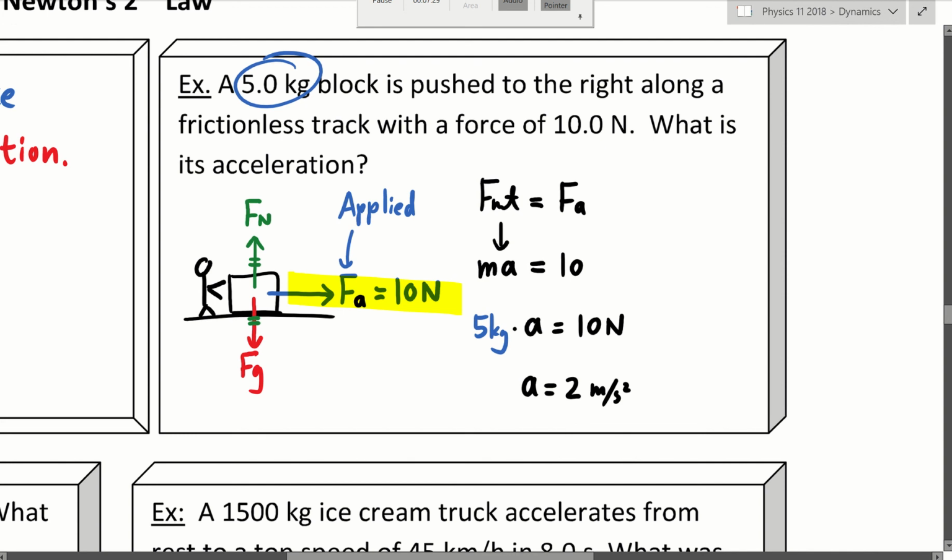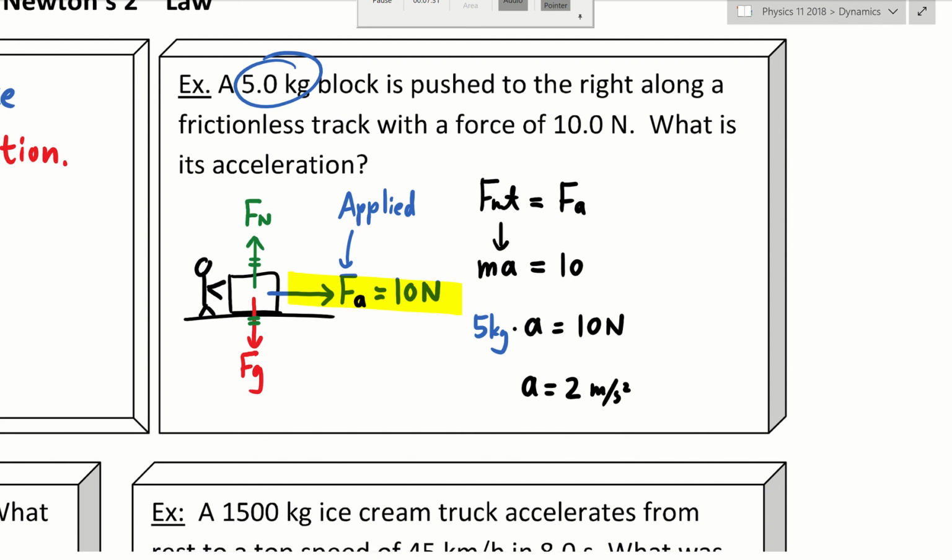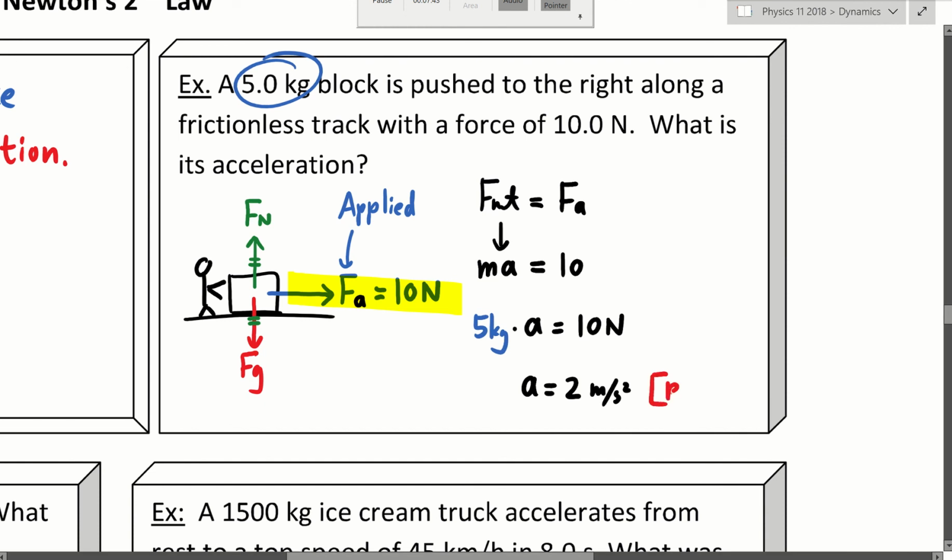Now, this is just getting its magnitude. We also have to look at the direction. Which force is winning? Well, it's the applied force that's left at the end. Which way is the applied force pointing? The right-hand side. So which way will this object accelerate? The right-hand side. So we put the right-hand side as the answer, and this is the final result. Pretty easy, right?